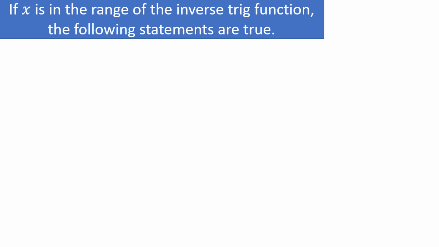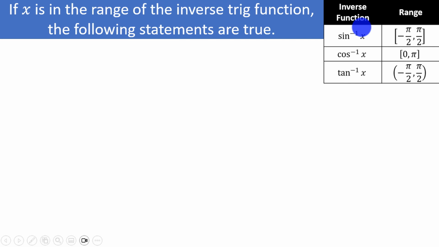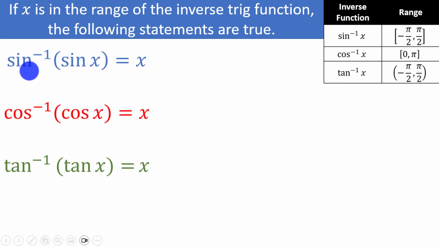So now if x is in the range of the inverse trig function, the following statements are true. So before we had the domain, and now we have the range. So just a reminder of the range of the three inverse trig functions. Sine and tangent are between negative pi over 2 to pi over 2, and cosine is between 0 and pi. So if we are within those ranges, then inverse sine of sine of x is equal to x, inverse cosine of cosine of x is equal to x, and inverse tangent of tangent of x is equal to x.